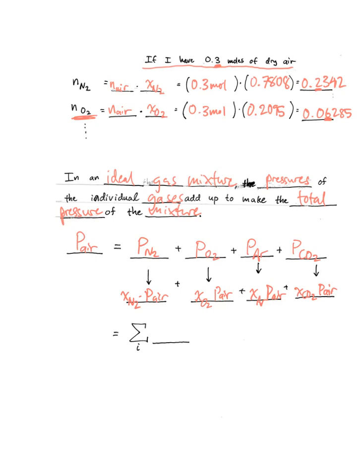And then down here, there's sort of a shorthand notation where this symbol sigma, this is the Greek letter sigma with an i underneath it, indicates that for each partial pressure i, when you sum them all up, you get the total pressure of the air. So that concludes our discussion of pressures and partial pressures.